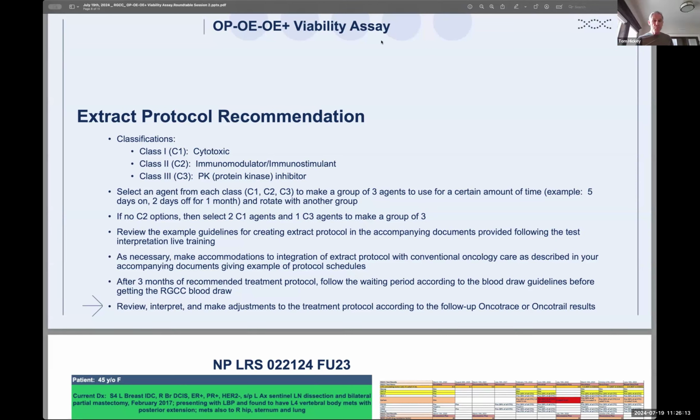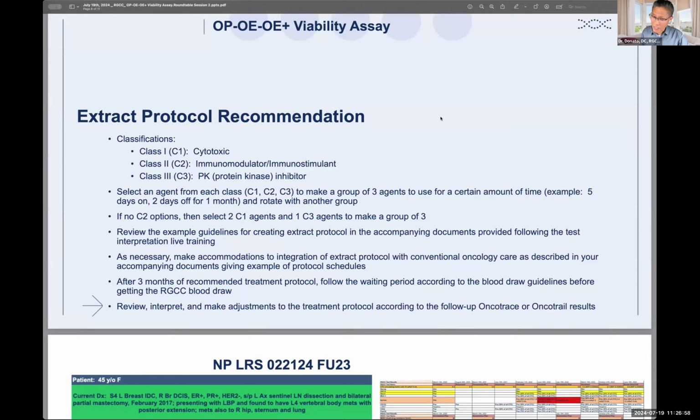So I have a question. So the 2 weeks that they would have to be off for the 3-month follow-up for the OncoTrace test, will they have to be off of any of these natural substance protocols, or can they continue to still have the natural products up to the time of the OncoTrace?